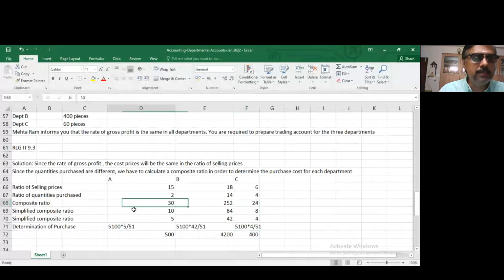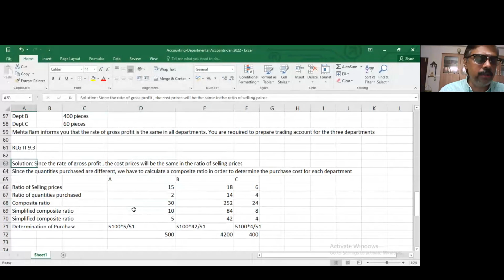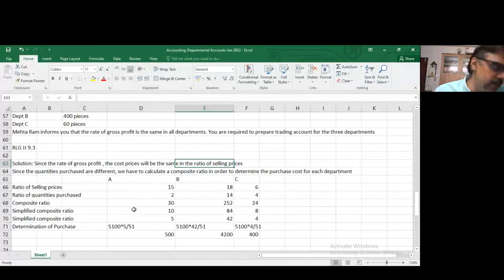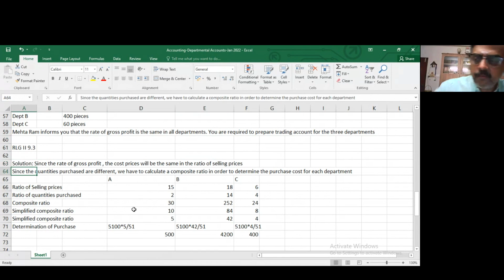So let me repeat. Since the rate of GP is the same for all the departments, the cost prices will be in the same ratio as the selling price. Then only you will get the same GP ratio. Consequently, the purchase quantities are different, so you cannot apply that directly. We have to arrive at a composite ratio, and then only you'll be able to identify the purchase of each of the departments.